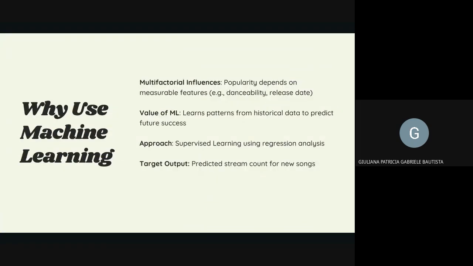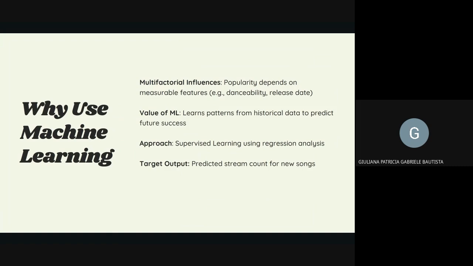So, why use machine learning? We decided to analyze the dataset using machine learning due to the multifactorial influences, as a song's popularity is dependent on various measurable features. The value of machine learning is that it learns the patterns from historical data to predict future success, using supervised learning through regression analysis, with stream count as the target output.